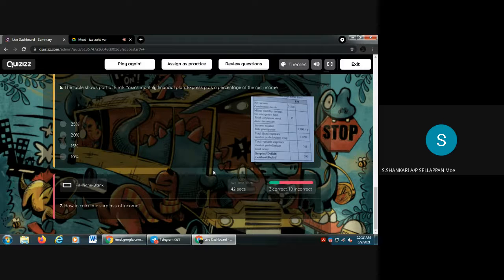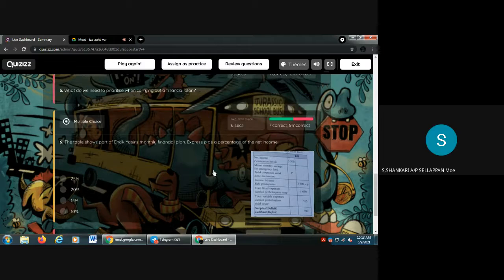At the table of Puan Amina's family financial plan, you take the total income, then you minus fixed and variable expenses. You will get the surplus of income. So make sure your surplus of income is always positive. Don't make it negative. So anything else, group 2? No, nothing, teacher.